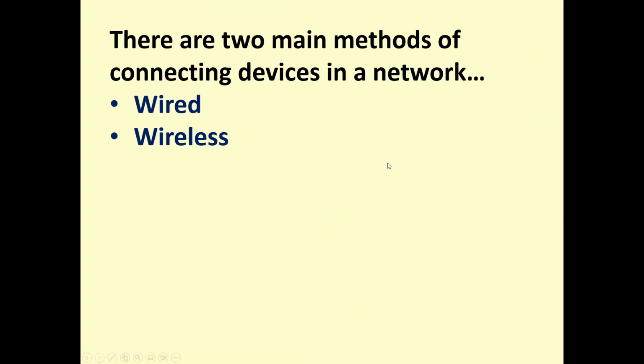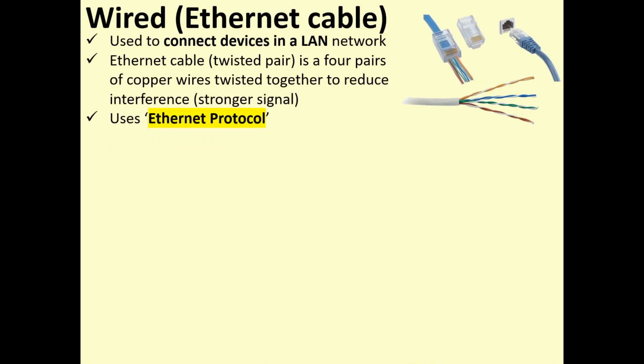Okay, so what we're doing today is thinking about how people connect to those networks. And there are two main methods of connecting devices in a network. That is using wires, wired, or wireless, without wires. So, wired connections. Okay, when you are using wires in a network, there are two main types of cables that you need to know about.